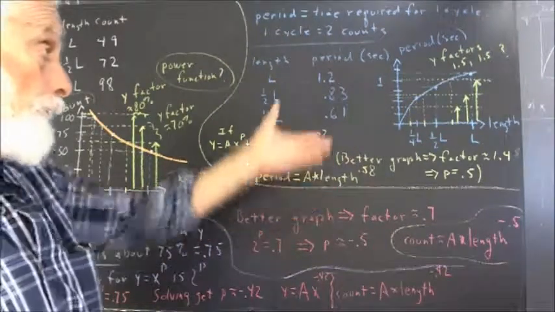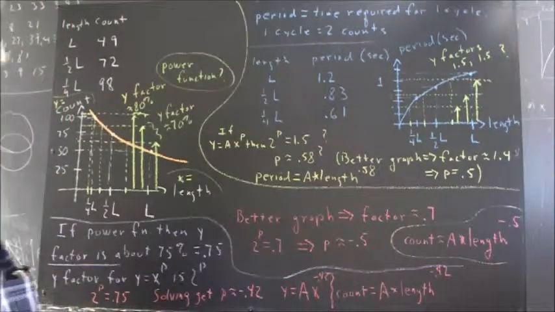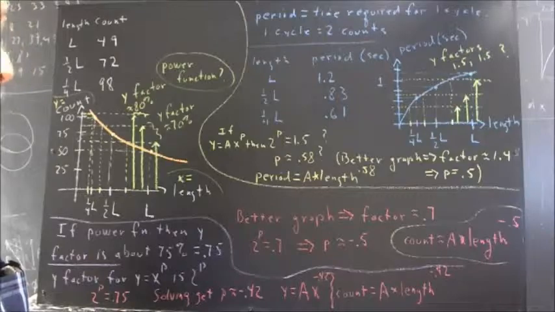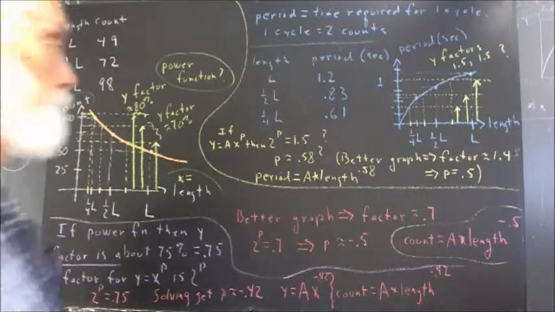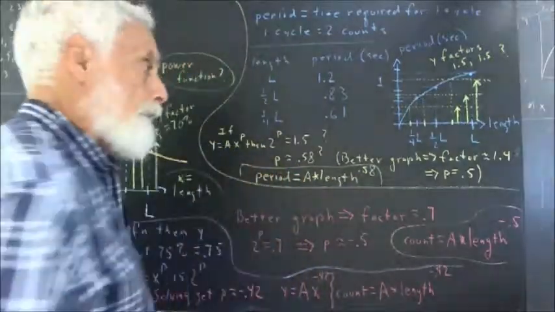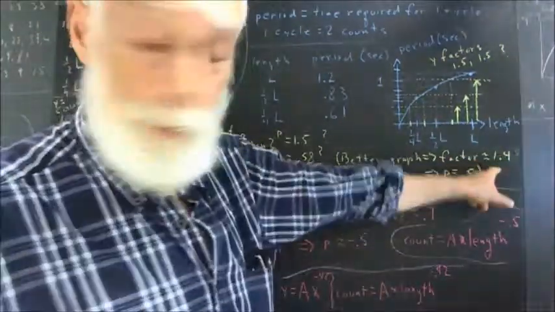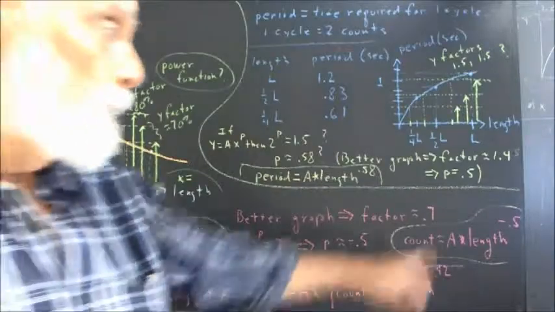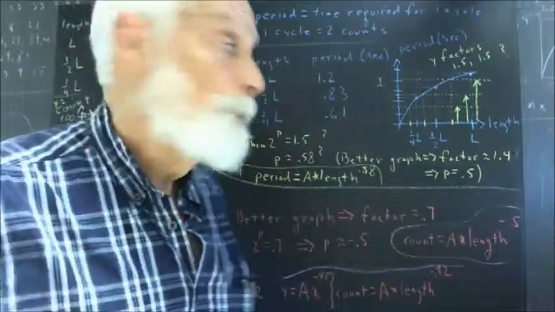Again, it wouldn't be a bad exercise for you to draw that graph and see what you get, and see if you get something a little better. And I'm thinking a better graph probably comes out with a factor closer to 1.4, which gives you P close to 0.5.